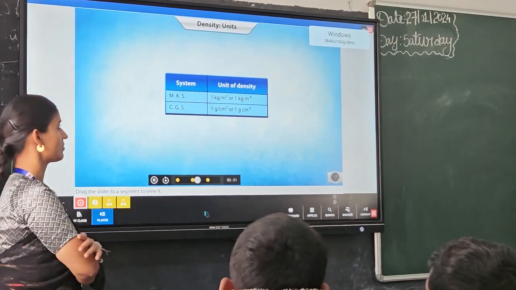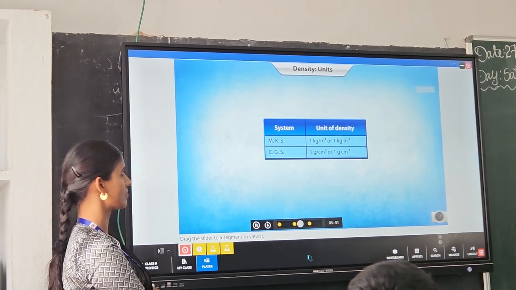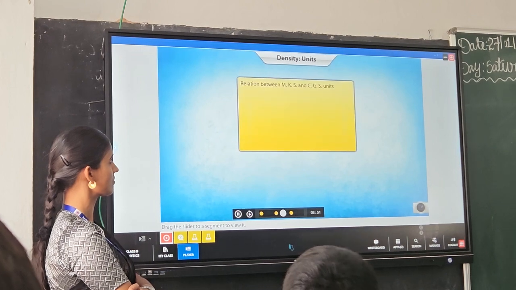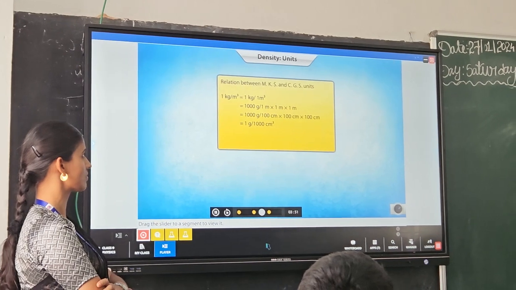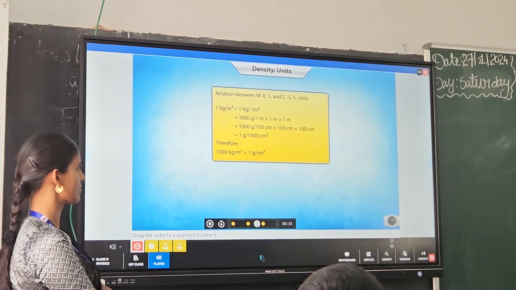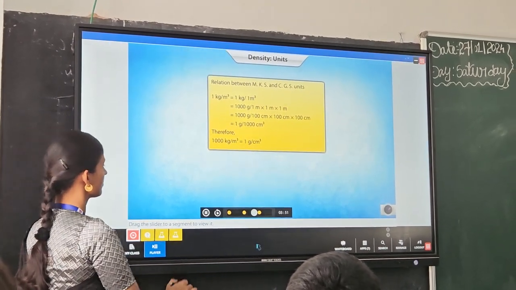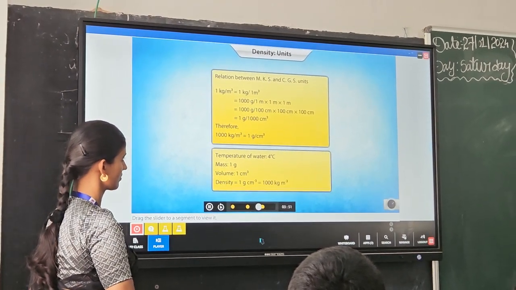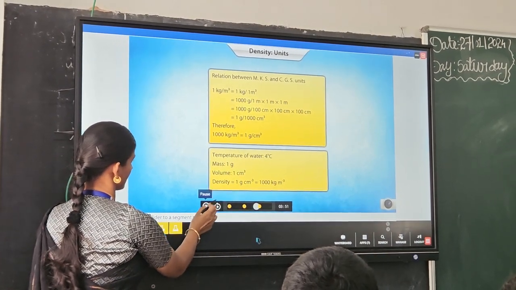And the unit of volume is cubic centimeter. Thus, the unit of density is gram per centimeter cube. 1 kilogram per meter cube is equal to 1 gram per 1000 centimeter cube. In other words, 1000 kilograms per meter cube is equal to 1 gram per centimeter cube. The mass of water having a volume of 1 centimeter cube at 4 degrees Celsius is 1 gram. Okay children?